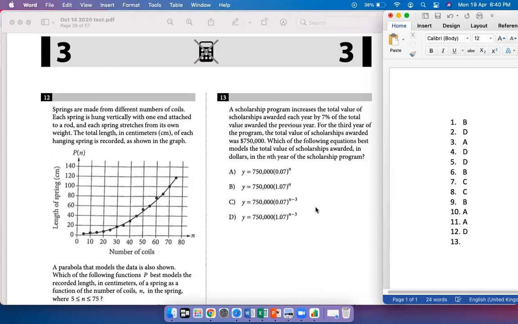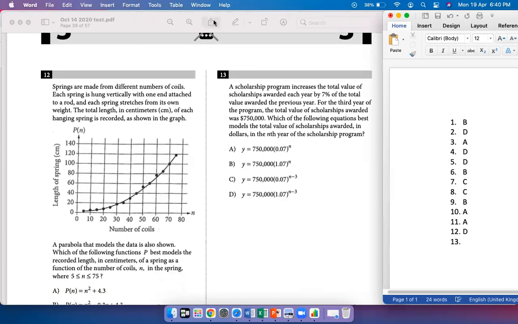13. A scholarship program increases the total value of scholarship awarded each year by 7% of the total value awarded the previous year. For the third year of the program, the total value of the scholarship awarded was 75,000. That's for the third year of the program. Which of the following models the total value of the scholarship in the nth year of the scholarship program? Okay, so we can use the exponential formula.